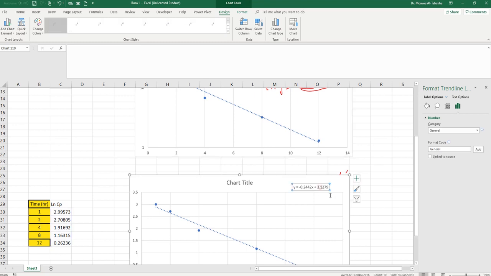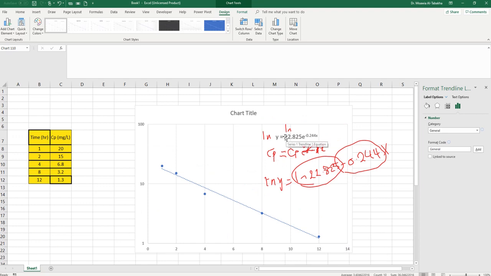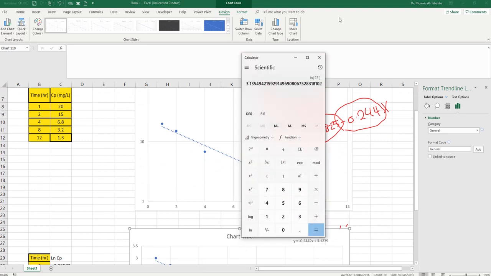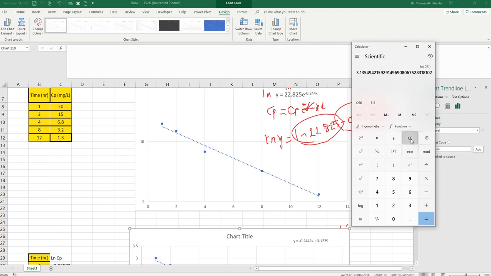Okay, the intercept here, what is written? 3.1279. And here, what is the intercept? It is ln 22.825. If we take ln of that point, ln 22.825, we get the same value. See here, 3.1279, 3.1278579. Okay, so I want you to always use Excel to ensure that you are drawing the correct straight line.